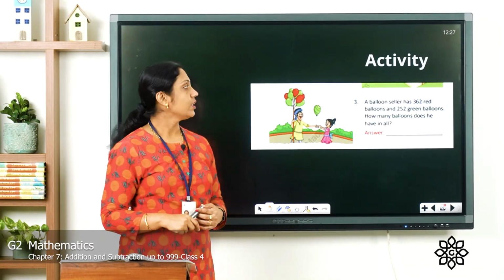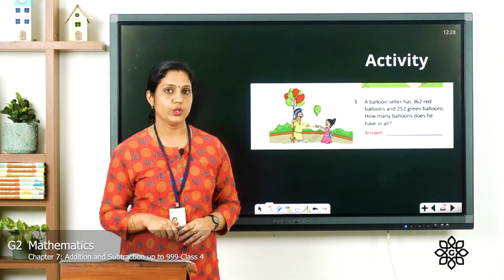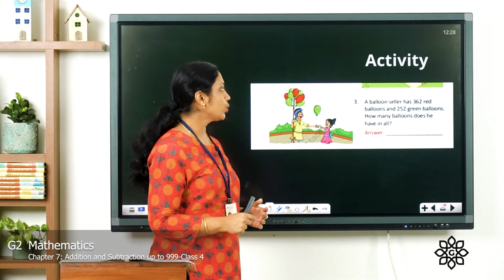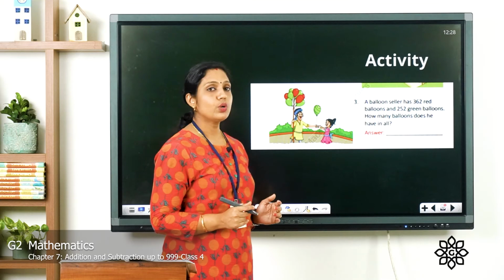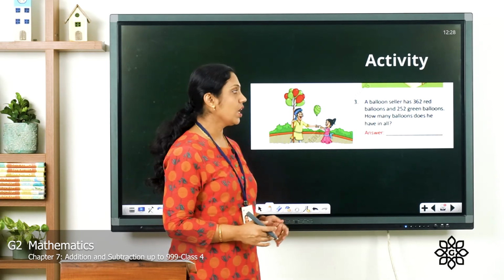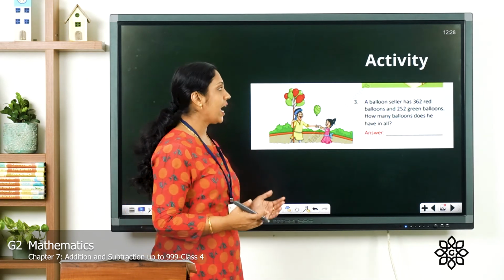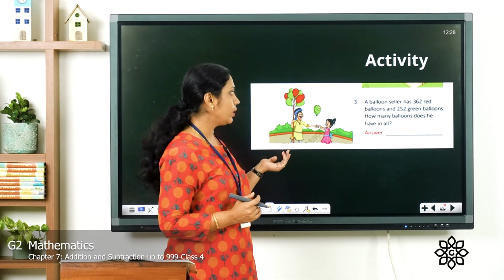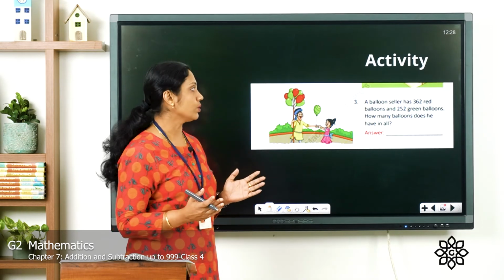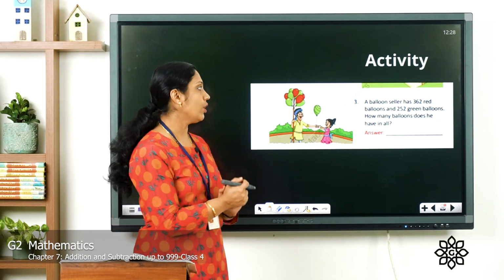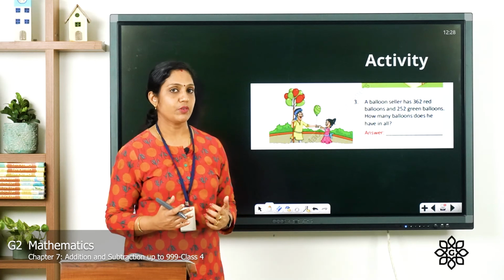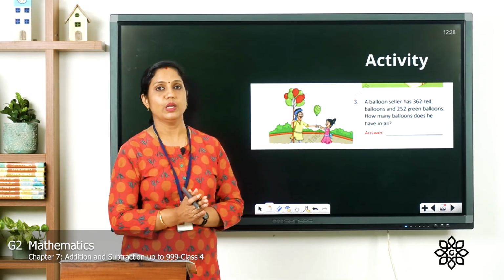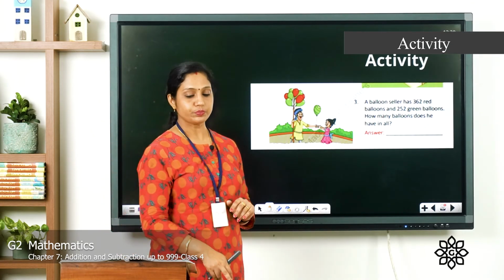The next question, the third one, is an activity for you. Let's read out the question. A balloon seller has 362 red balloons and 252 green balloons. How many balloons does he have in all? So a balloon seller is having 362 red balloons and 252 green balloons. How many balloons does he have in all? So how can you write the steps for this? Number of red balloons, number of green balloons, total number of balloons. This will be the activity for you.